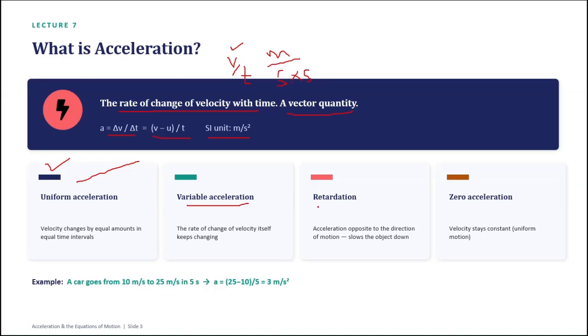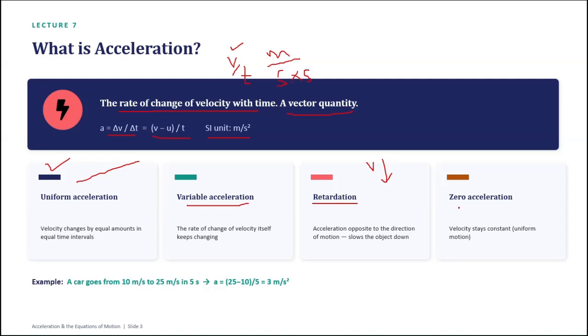Next is retardation, or we can call it negative acceleration, or we can also call it deceleration. Acceleration opposite to the direction of motion that slows the object down is known as retardation. So we can also say that if the velocity is decreasing, then in that case we have negative acceleration or retardation.